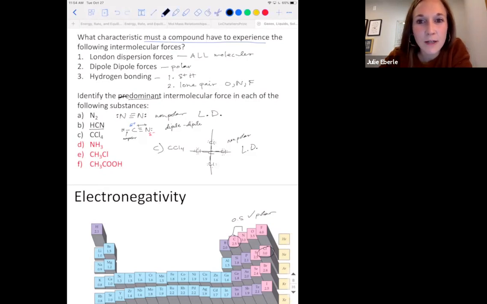Draw them out and then write what is the dominant intermolecular force. You have NH3, CH3Cl, CH3COOH.